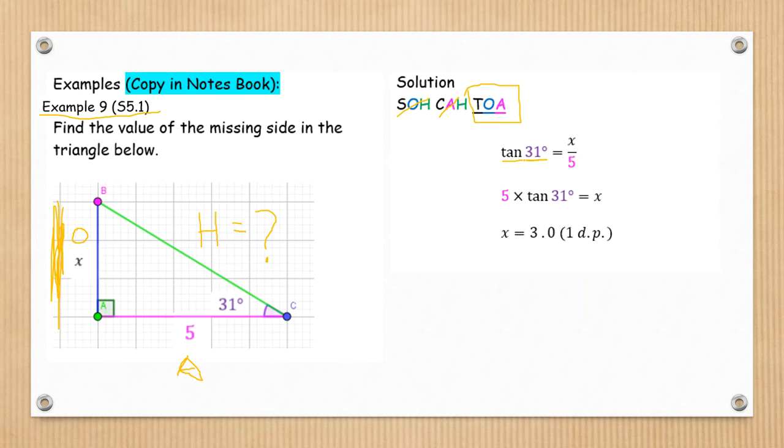So tan 31 degrees, tan of this angle is opposite over adjacent, x over 5. So we get this equation. Tan 31 degrees equals x over 5. So if we multiply both sides by 5, we get x equals 5 times tan 31 degrees. On our calculator, that comes out to be 3.0 to 1 decimal place. So that's the value of x. So 3 over 5 is the same as tan 31 degrees.